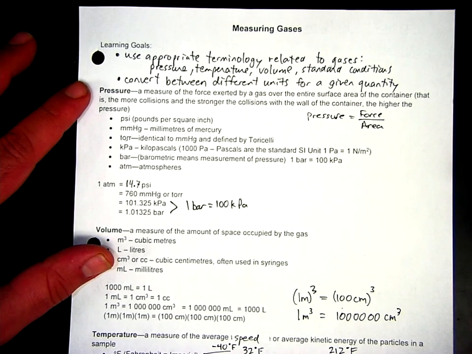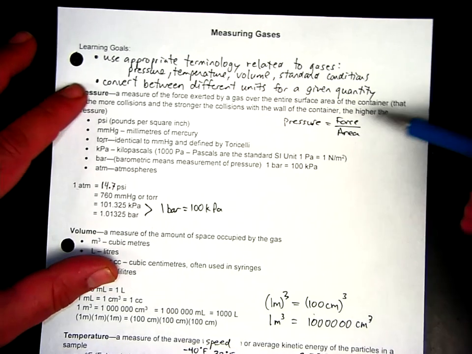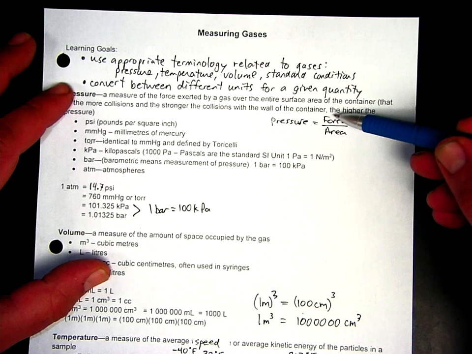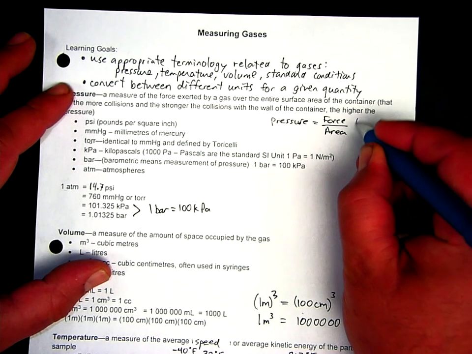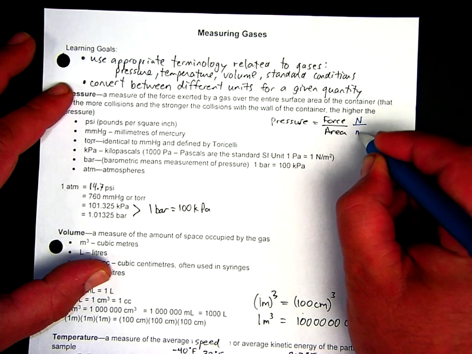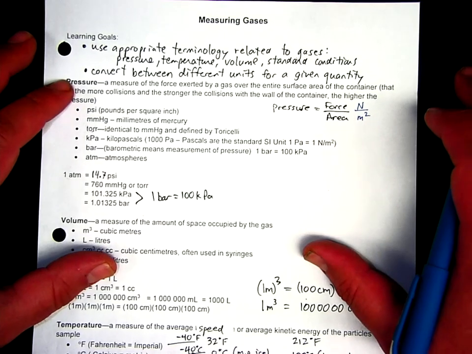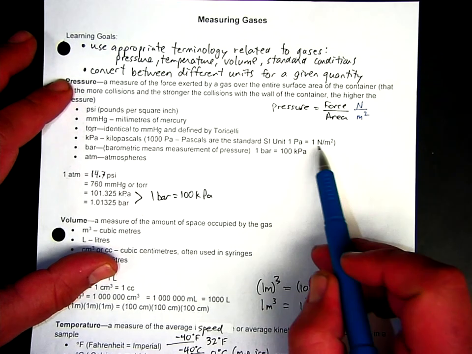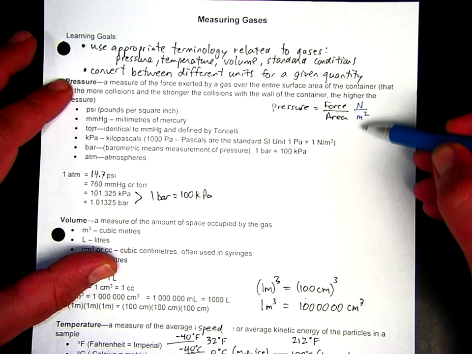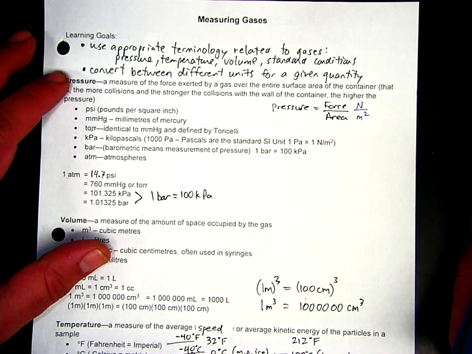But if we wanted to get more into our metric system, we would want to use metric units of force and area. So for force, it's newtons. For area, it's meters squared. So 1 Pascal is defined as 1 Newton per meter squared. So the unit of force over the unit of area, okay.